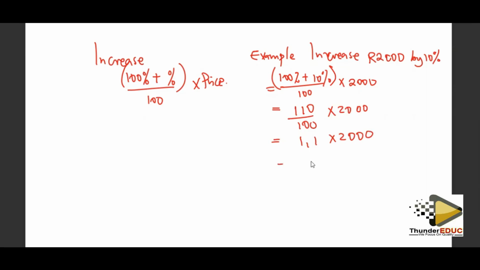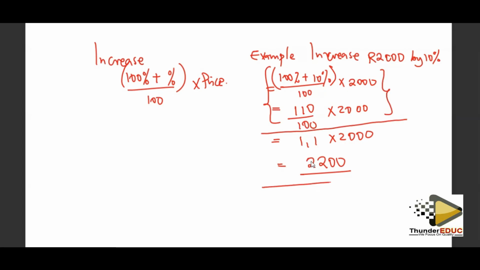So the answer becomes 2,200. So I don't intend to write this. I usually start from here. I do these steps here. So now if you want to work backwards, it's easy.